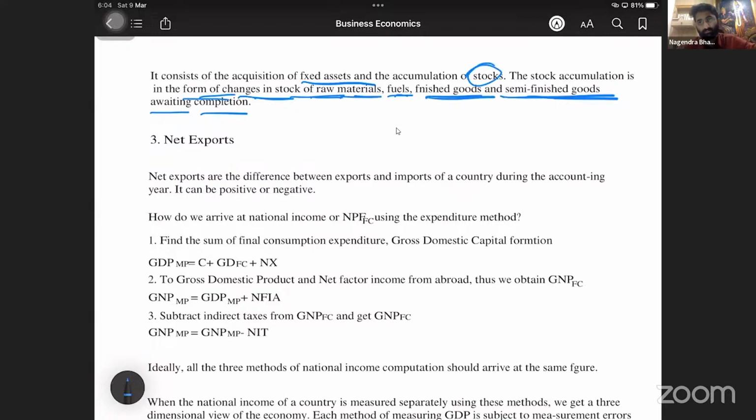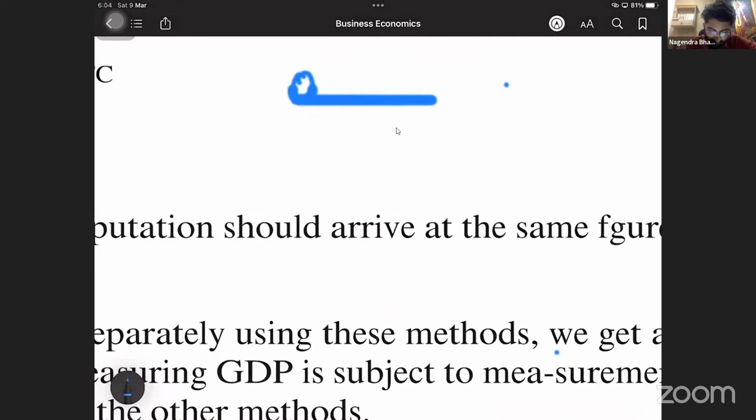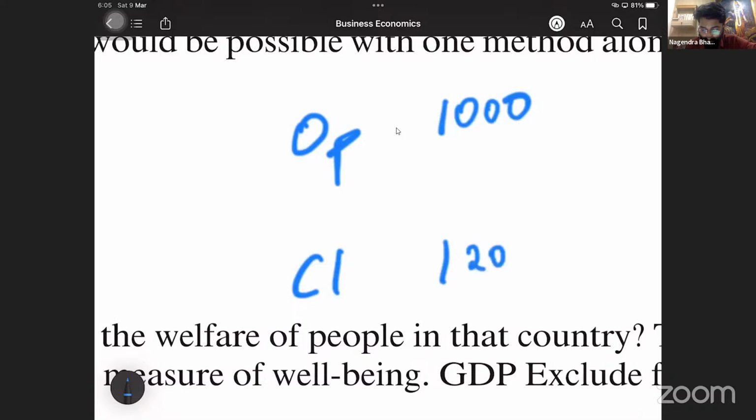The stock accumulation is in the form of changes in the stock of raw materials, fuels, finished goods, and semi-finished goods. Changes. See, opening stock was already there, and there is closing stock. Opening stock was 1000. Closing stock is 1200. Then what is the change here? 200. Only this you have to take into consideration.